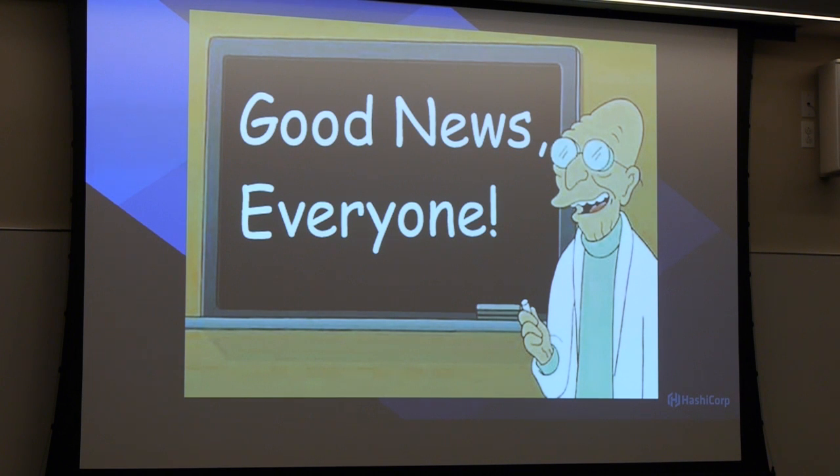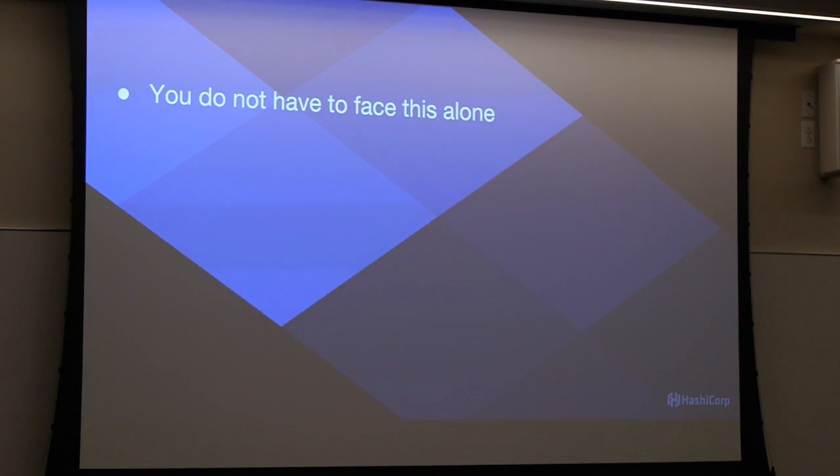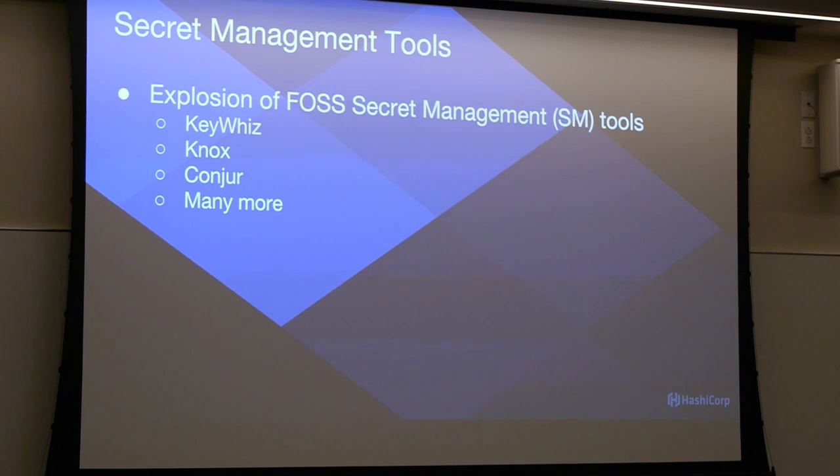Good news, everyone. You don't have to face this problem. All these things that I just told you about, everything you have to consider, and the whole secret introduction problem, you don't have to face alone. There's been an explosion of open source secret management tools. There are some proprietary ones as well, but there are open source tools like Keyless, Ops, and Conjur, and this little thing I like to call Vault, that maybe you've heard of, and I have to put it in rainbow colors because I recommend it. But I'm biased.